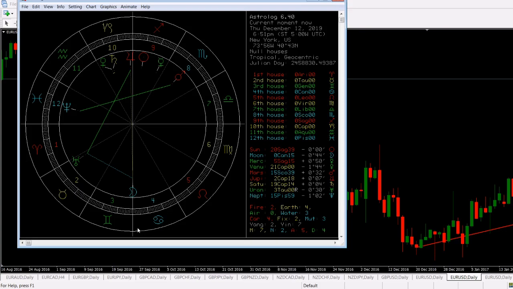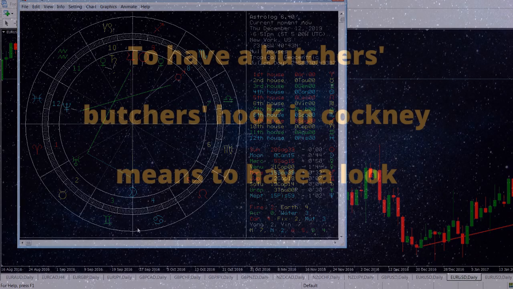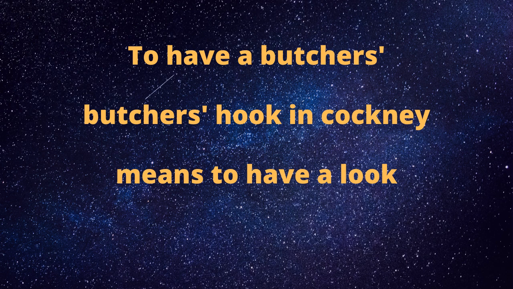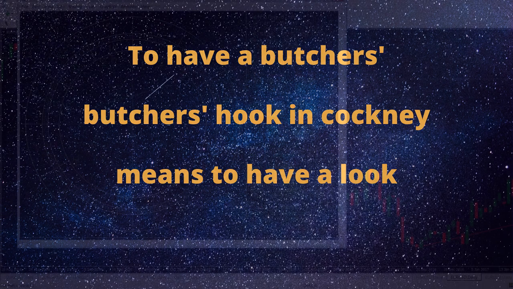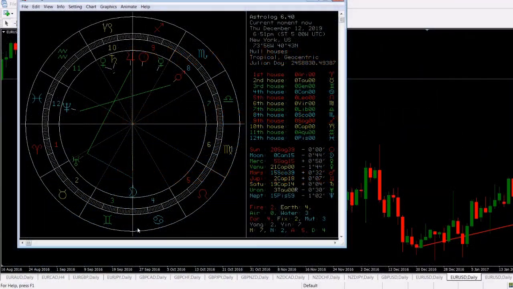Oh, sorry. I've got bad habits with Cockney, the South London rhyming slang. The butchers comes from butcher's hook, which makes a rhyme with look. To have a butchers means to have a look. Okay, if you know other Cockney phrases, please let me know in the comments.